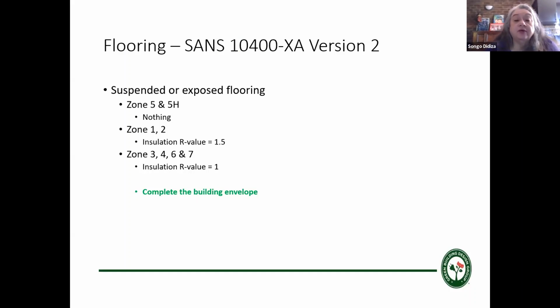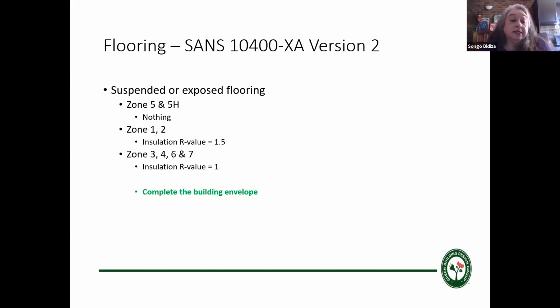So what the new version of 10400XA says is that if there's suspended or exposed flooring in some regions, then you have to insulate it. Now, what is suspended or exposed flooring? If you think of a building with a parking area underneath it, the roof of the parking area is the floor of the building. And so if you think of it, we said, okay, we'll get the walls to a certain performance, we'll get the roof to a certain performance, but we've got this huge gap underneath that is now a heat sink. So everything's going underneath it.